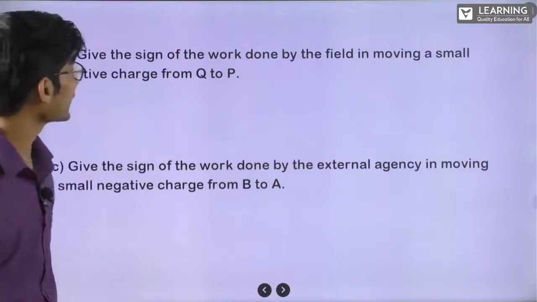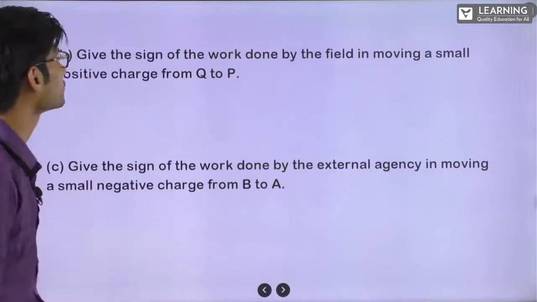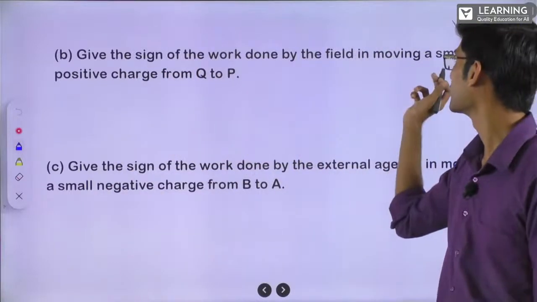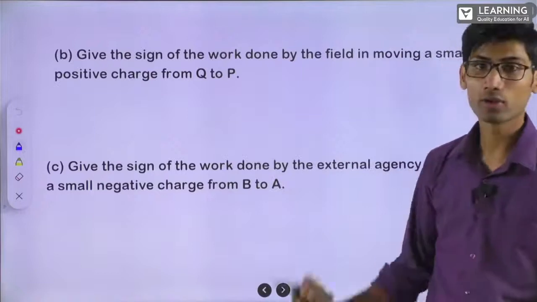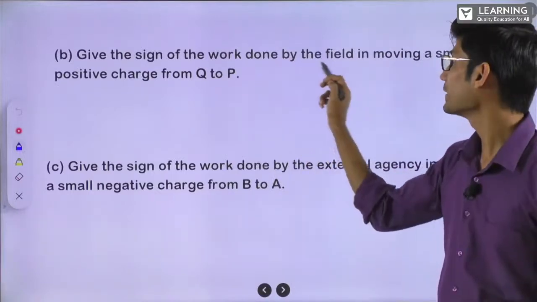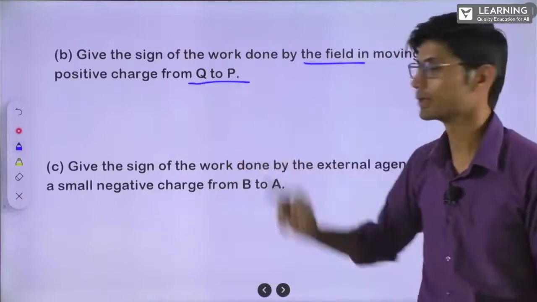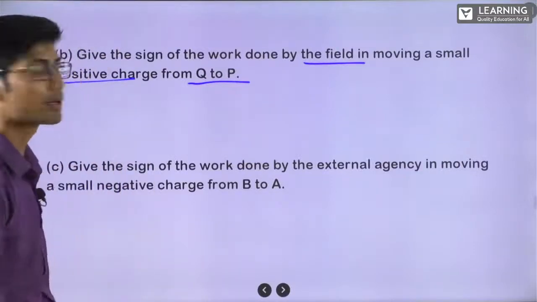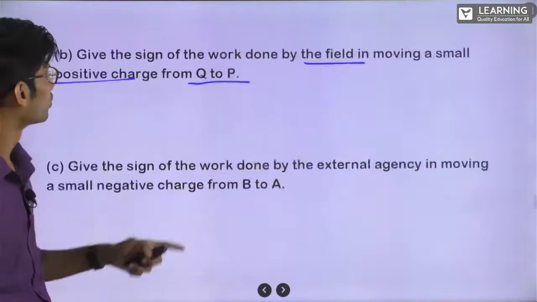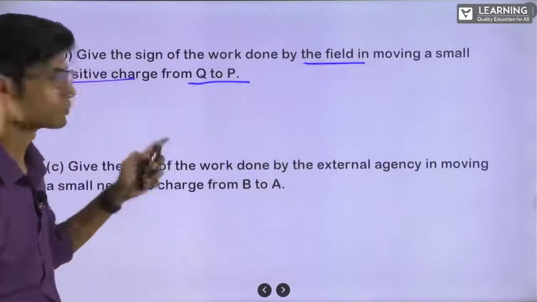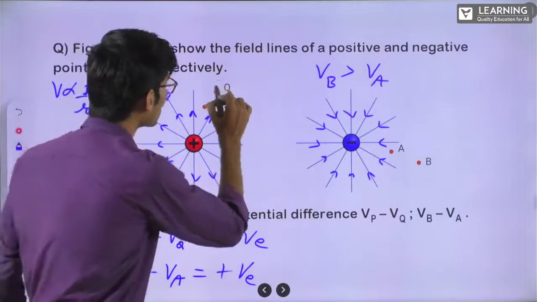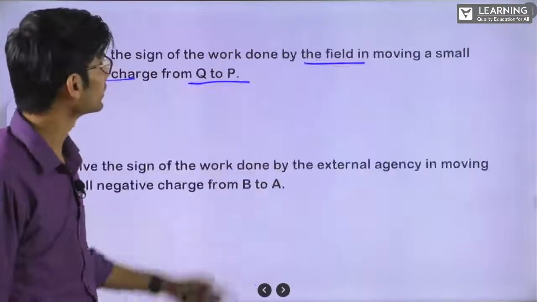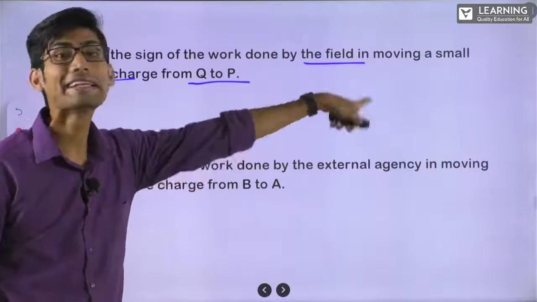Next. Give the sign of the work done by the field in moving a positive charge from Q to P. Again, you have to go back to the first lecture. Now, what you have to notice here is work done by the field in moving from Q to P, and you have to see which charge you are moving. Positive charge, Q to P. Here they are telling from Q there is a positive charge kept. You are moving this positive charge from Q to P. You are not moving, the field is moving. Give the sign of the work done by the field.